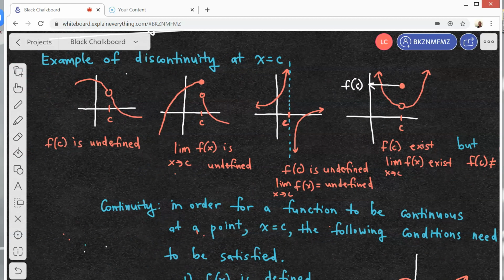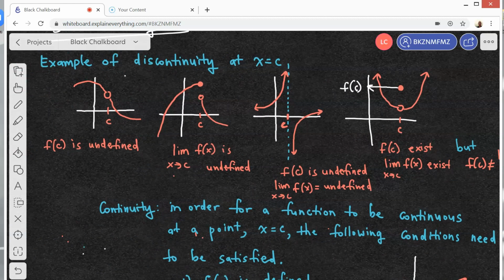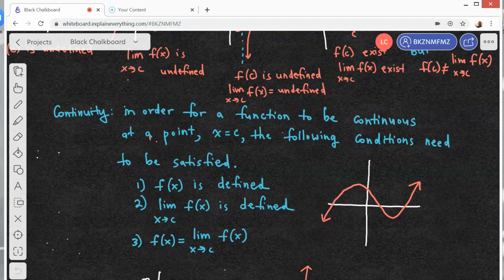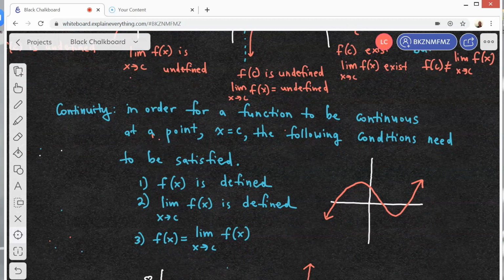So here we have four different examples of a discontinuous function, and for continuity to happen, in order for a function to be continuous at x equals c, you have to have the following conditions.